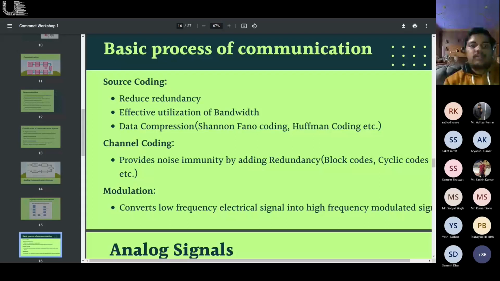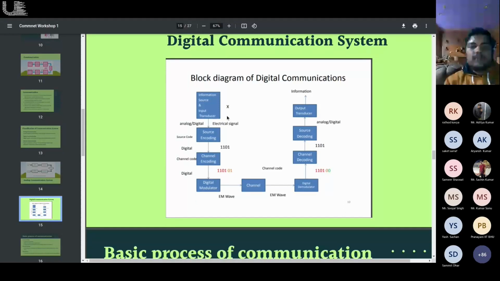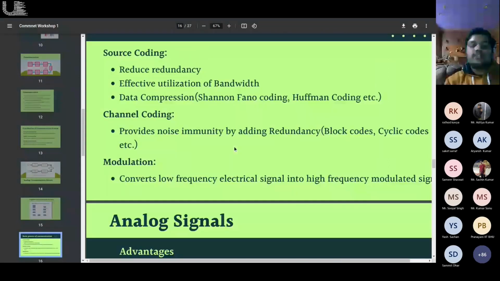Let's say we have a signal A B C A, and we are converting it into digital. A to 00, B to 01, C to 10. So here encoding is converting our signal into some binary representation. That's called encoding, and decoding just does the reverse.